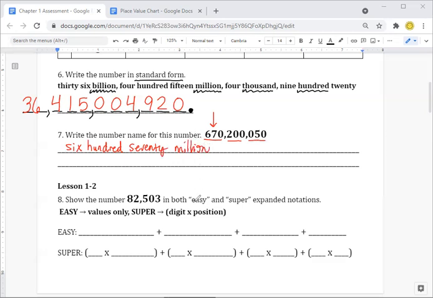Okay. And then go to the next group. That's 200,000. And then what do you see in the last period here? Just 50. Good job.